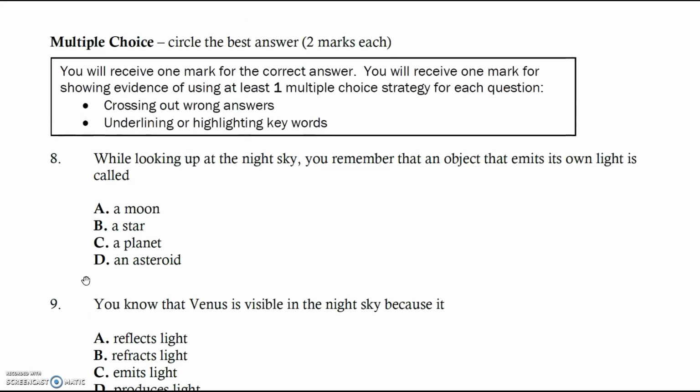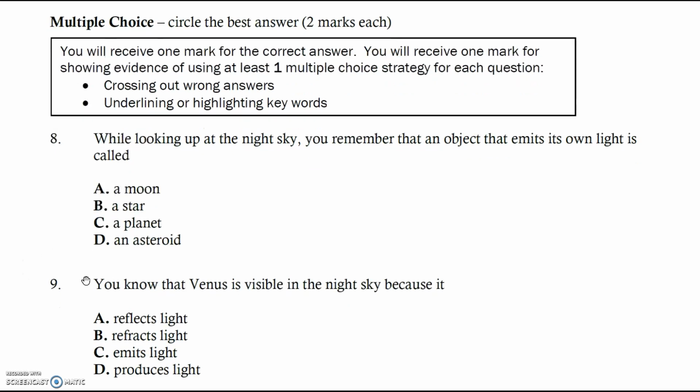This is now the multiple choice section of your test. So please circle the best answer. You'll receive 1 mark for the correct answer and 1 mark for showing evidence of using at least 1 multiple choice strategy for each question. So crossing out wrong answers is one way you can show evidence, and underlining or highlighting keywords is another way.